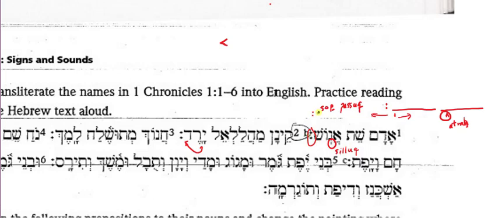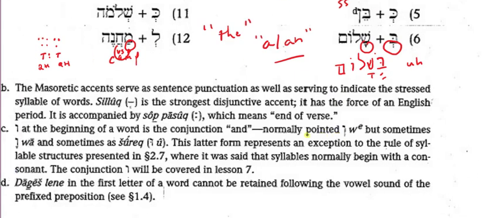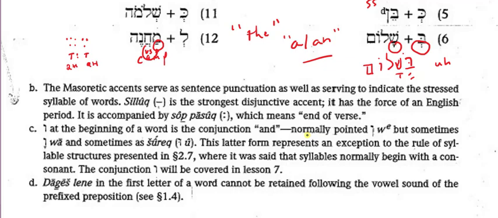This double diamond is known as a sof pasuk. And if you look down, you will see that there's a B here, right? And that is a footnote marker to walk down to the bottom. And there is a footnote. The Masoretic accents serve as sentence punctuation, as well as serving to indicate the stressed syllable of words. Saluk is the strongest disjunctive accent. It has the force of an English period. It is accompanied by sof pasuk, which means end of verse.